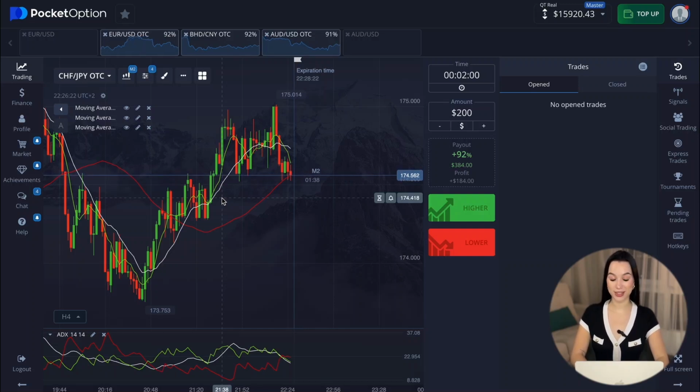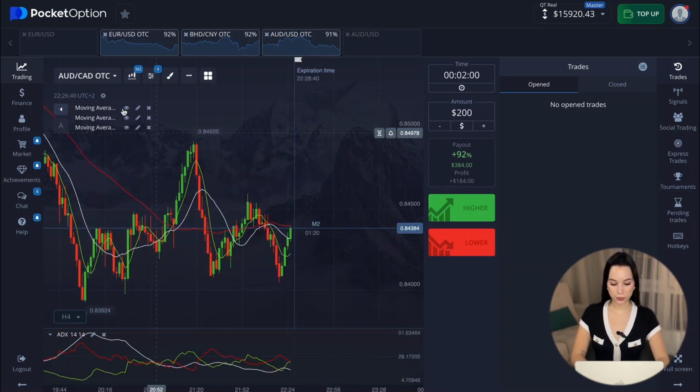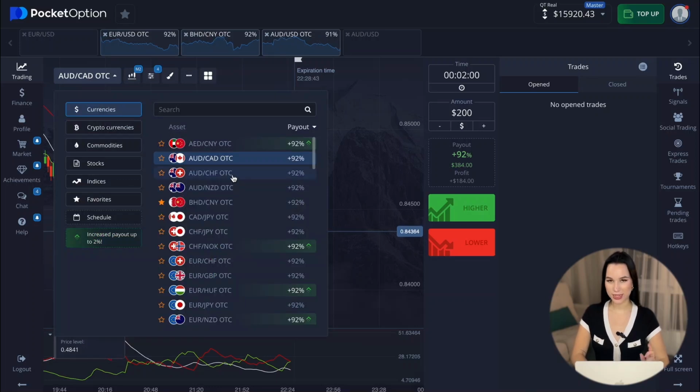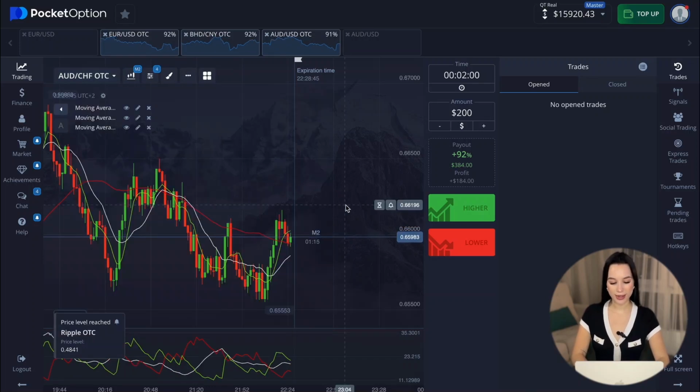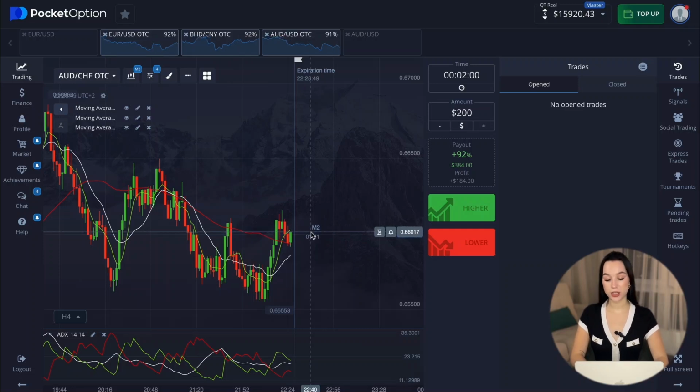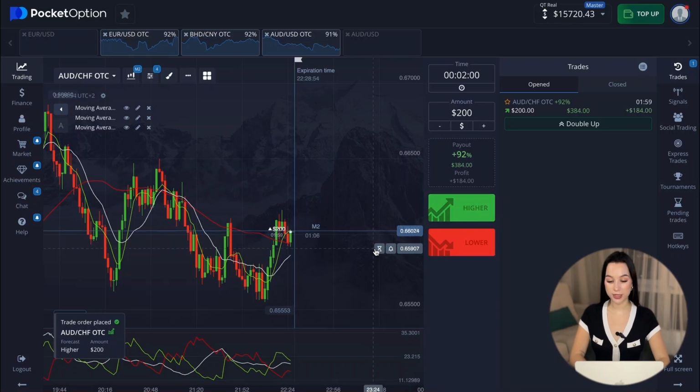I'm always telling you that, guys. So let's look at this one, for example. Also not really good, and now I will explain to you why, and when you need to open a trade up and when you need to open a trade down. So let's open a trade here for 2 minutes up.